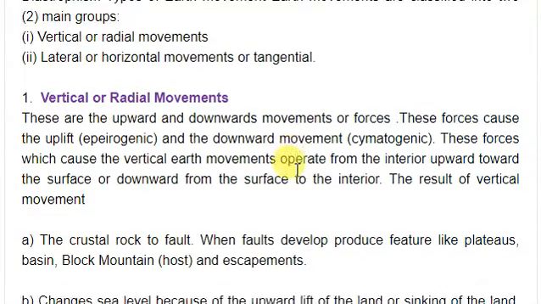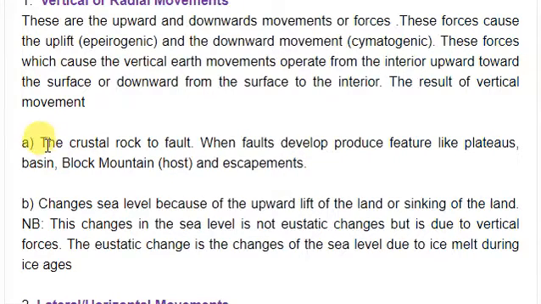The results of the vertical movement: the first result is the crustal rock fault. When faults develop, they produce features like plateaus, basins, block mountains, and escarpments. All of these features we discuss later as we continue with physical geography. The second is the change in sea level because of the upward lift of the land or sink of the land.